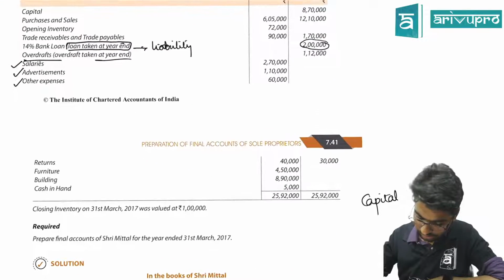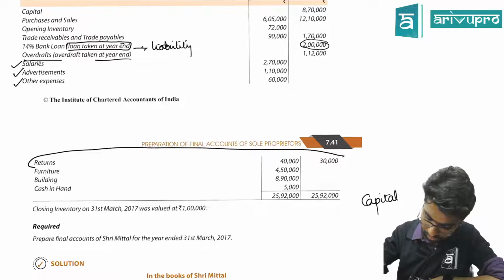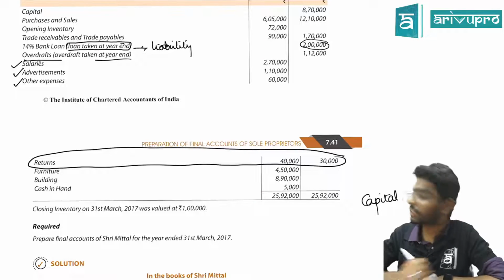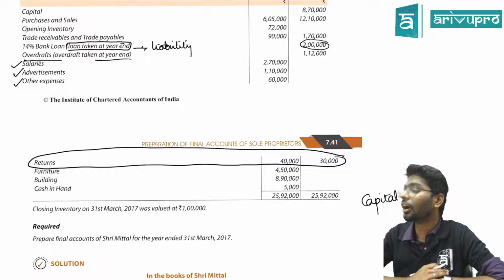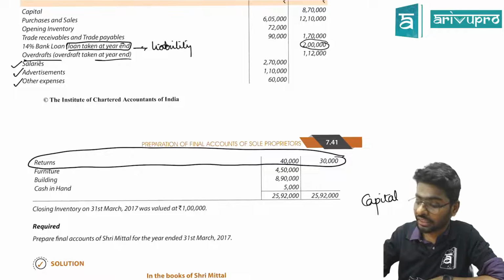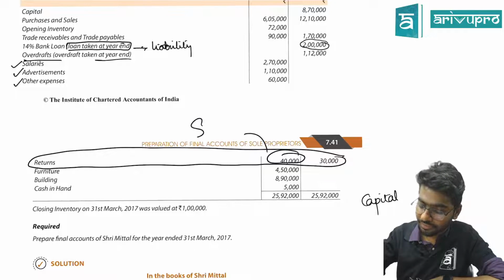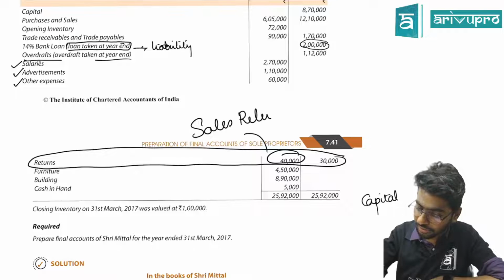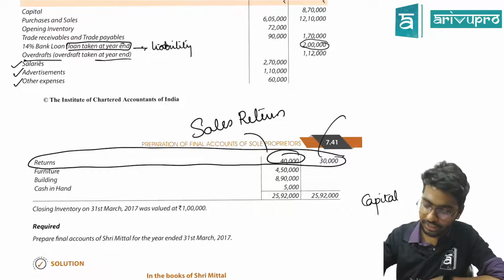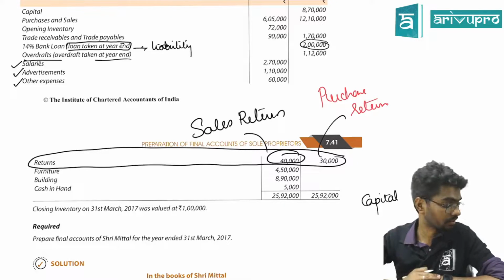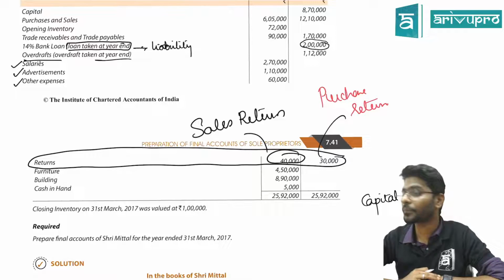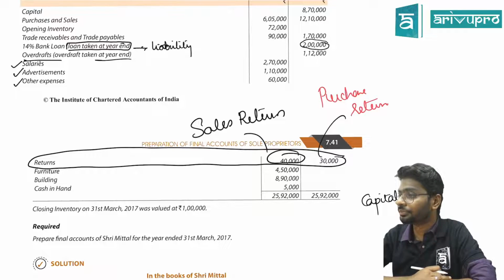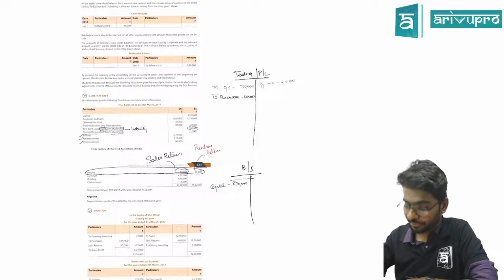Then, what is this? Returns, you have it on the debit and the credit side. What does it mean? Returns on the debit side means sales return, and returns on the credit side means purchase return. Are you clear? How are you going to do it?